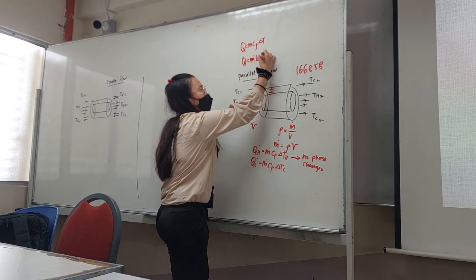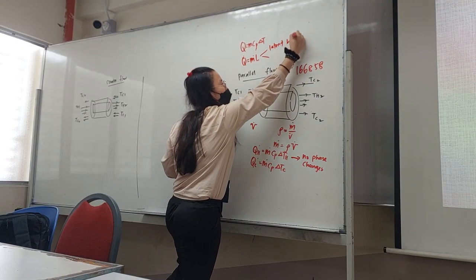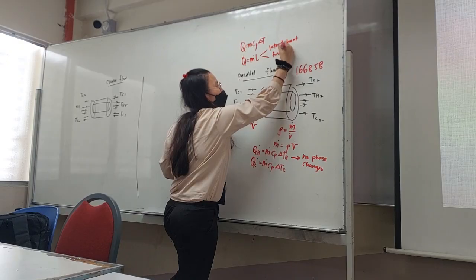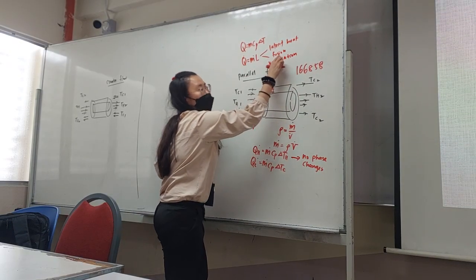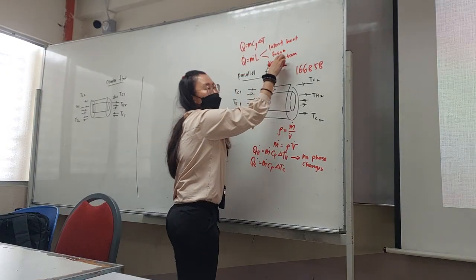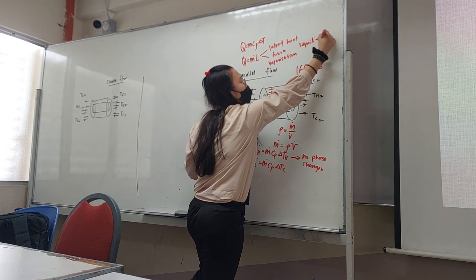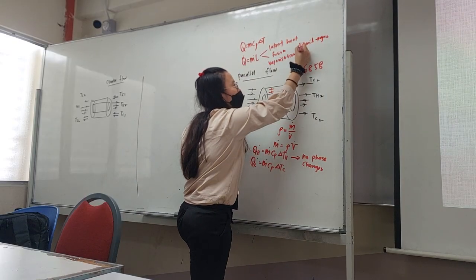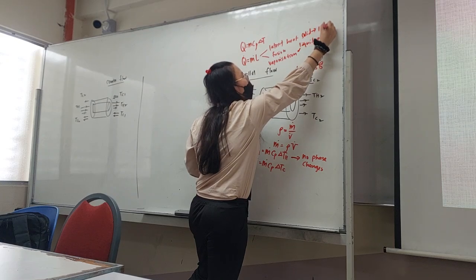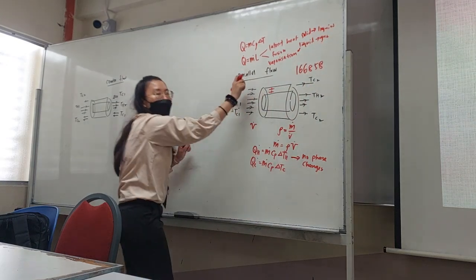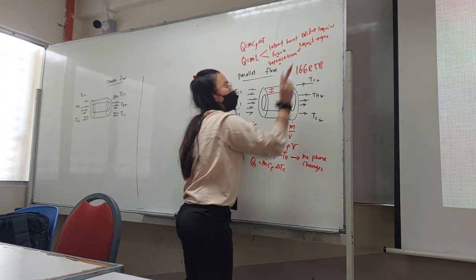This is latent heat. You have two latent heats: latent heat of fusion, and the other one is vaporization. You get the latent heat of fusion from the property tables. From liquid to gas, you use the latent heat of vaporization. Fusion is solid to liquid, so for solid to liquid you use the latent heat of fusion. Vaporization is liquid to gas.